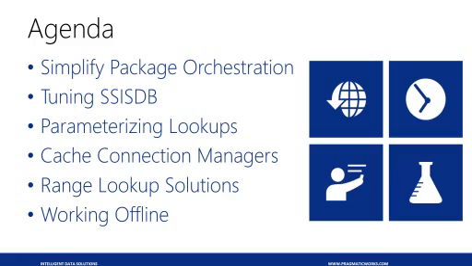First off, I want to talk about how we can work on simplifying package orchestration. We'll talk about what's new to SQL Server 2012, which is the SSISDB, and that is the project deployment model. We'll talk about 3 different things that we can do to improve the performance of our lookups. We'll talk about how we can parameterize lookups, how we can use cache connection managers in lookups, and we'll also talk about how we can handle a specific solution that is referred to as a range lookup.